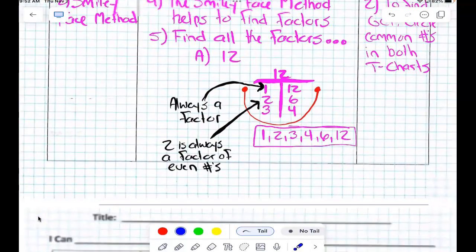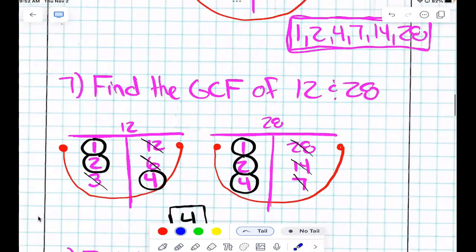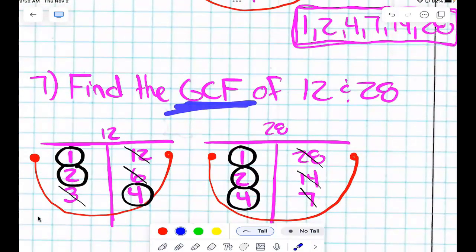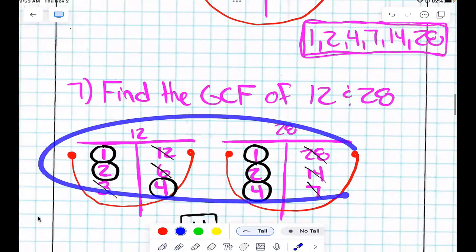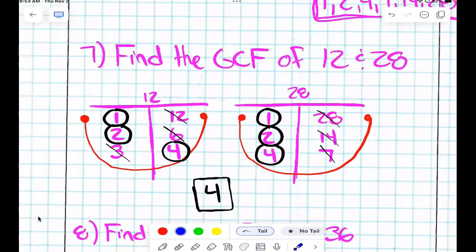Okay. Now, another example right here for 28. But if I want to find the greatest common factor of 2 numbers, so 12 and 28, how many T-charts do I need? 2. So you know how to make the T-charts. After you make the T-charts and draw your smiley face, we need to decide if they have any common factors, yes? So is 1 a common factor for 12 and 28? Yes. So what do we do?